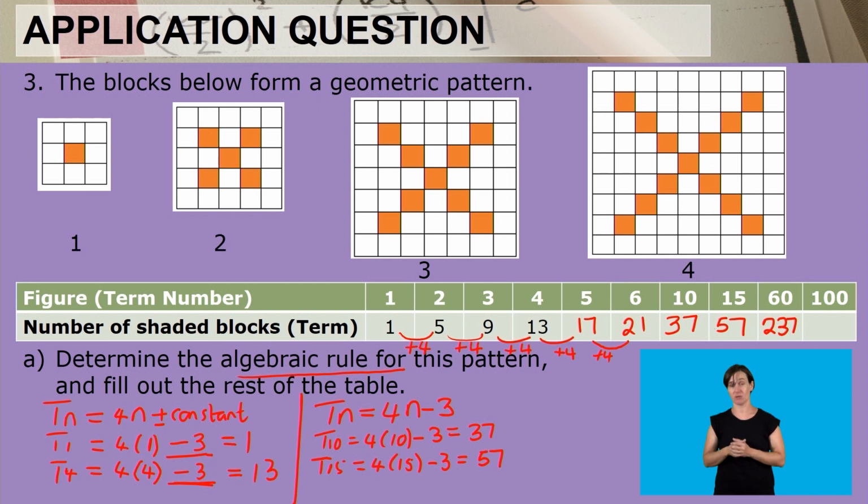Well, when we multiply 100 by 4, that is 400. And when we subtract 3, that is going to give us 397. So that is our whole table filled out using our algebraic rule.